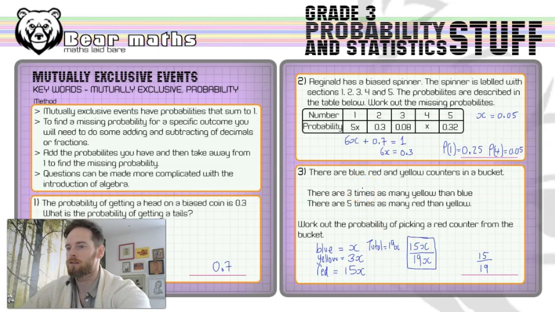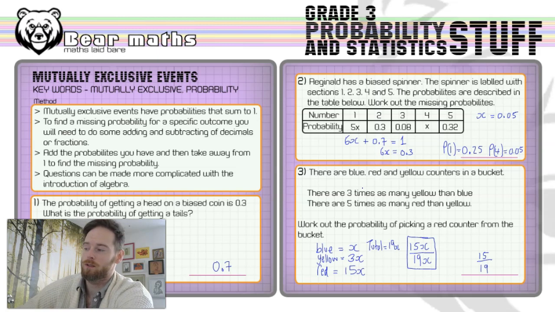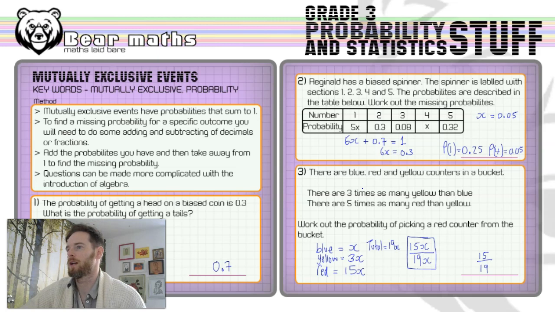So I'm hoping that that makes some sense to you. It's a pretty tricky little last question, but in essence, these questions are really simple. You just take away something from one and you've found the probability of the other thing happening, if there's only two events that are going on. You might need to add up and take away, but ultimately it's a bit of adding and taking away of decimals, fractions.